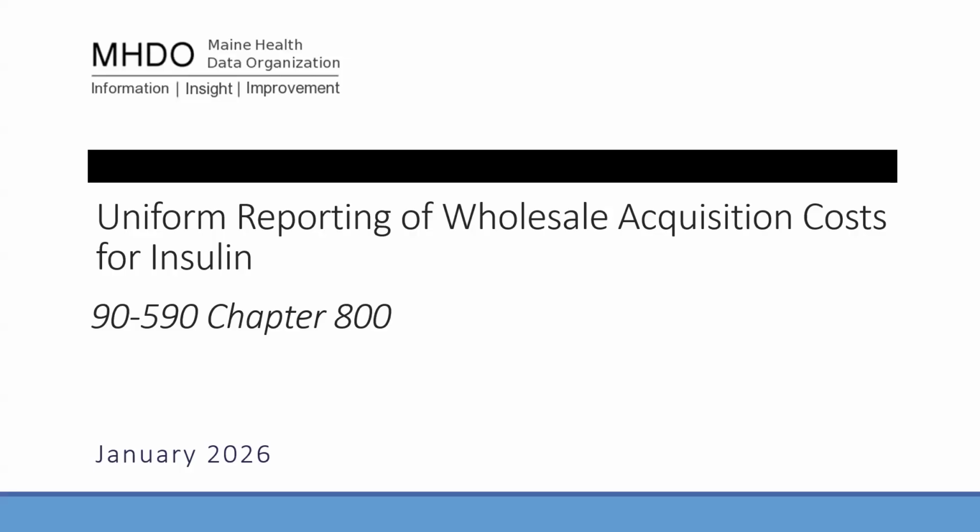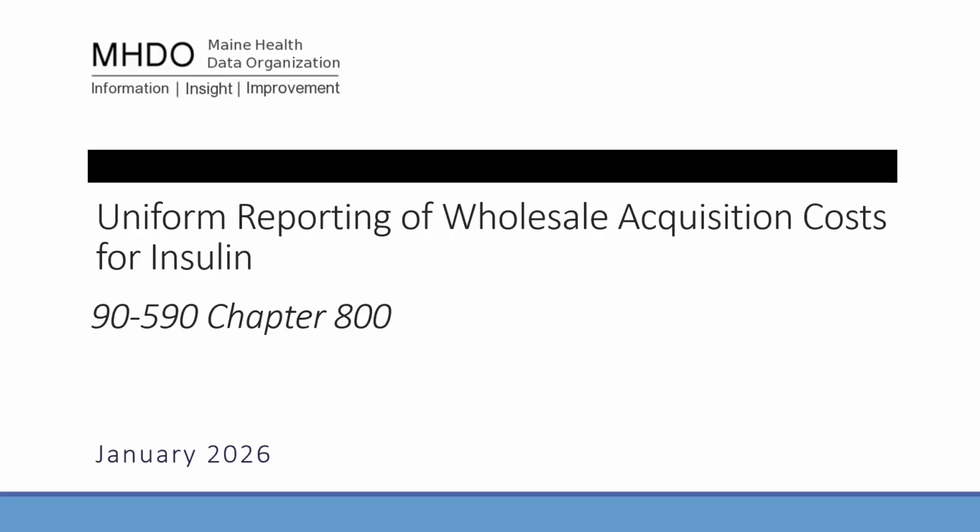If your company already reports Chapter 570 data to the MHDO, your company's administrative and compliance contacts will receive communication from the MHDO regarding the steps that need to be taken to obtain access to Chapter 800 reporting screens. This will include completing registration for 2026 and providing the MHDO help desk with contact information for the individual that your company would like to designate as their Chapter 800 administrator.